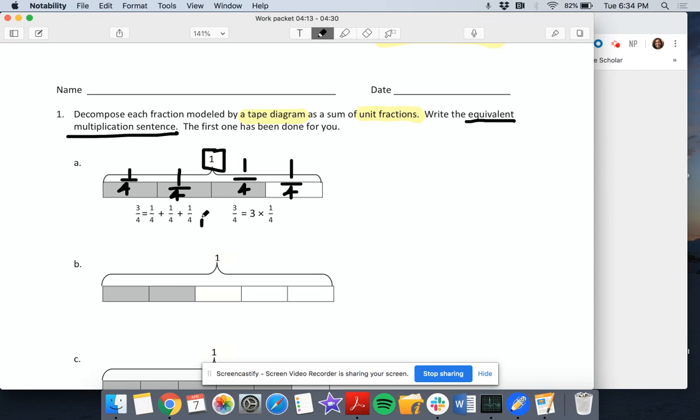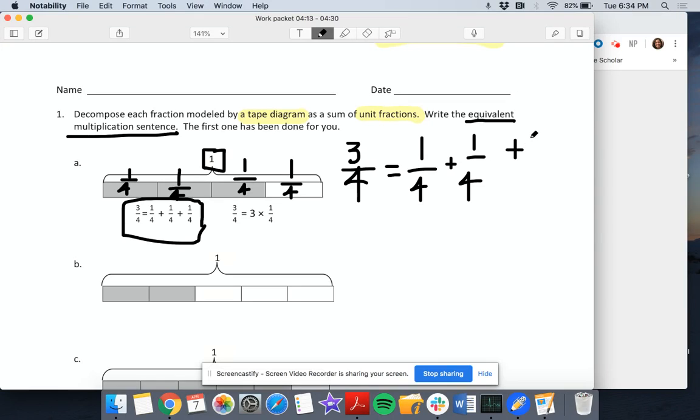And they also knew that out of these 4 blocks, we count how many are shaded. 1, 2, 3. Only 3 are shaded. So 3 out of the 4 are shaded, and we'll represent that with 3/4. Our addition sentence then would be 1 over 4 plus 1 over 4 plus 1 over 4. Now let's write the multiplication sentence. 3 over 4 is also equal to 3 times 1 over 4.